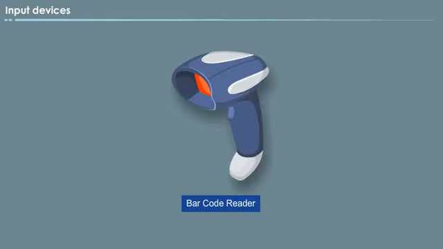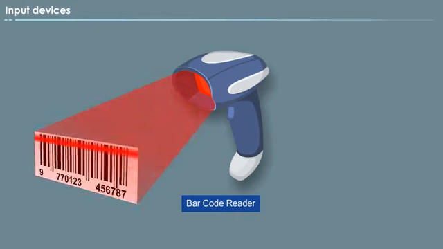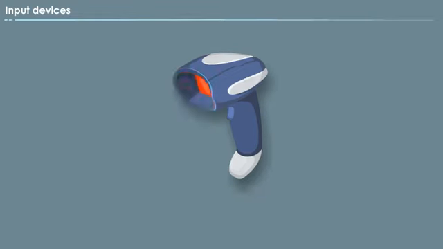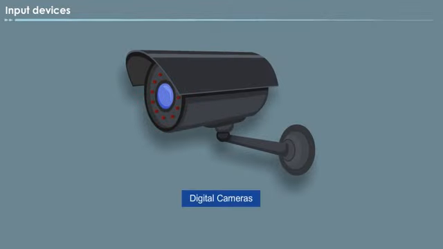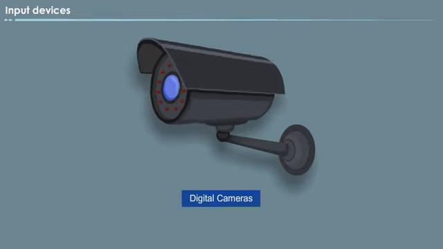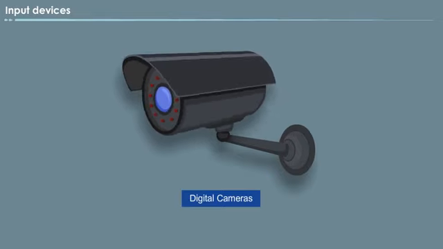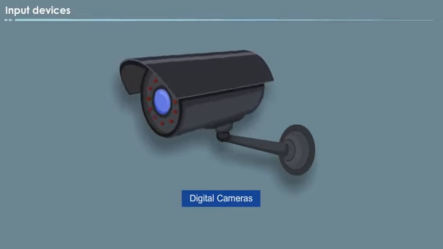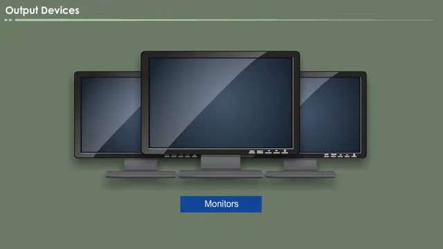Barcode reader. Barcode reader is a device used for reading barcoded data, that is, data in form of thin and thick lines. Barcoded data is generally used in labeling the goods, numbering the books, etc. Digital cameras, that is, input device, allow you to take digital photographs which are stored on a memory chip or disk and can be transferred into your computer.